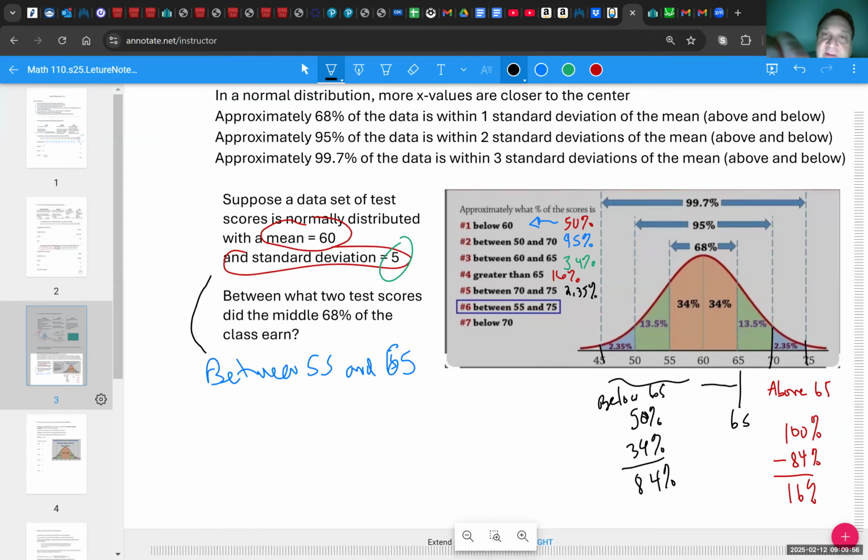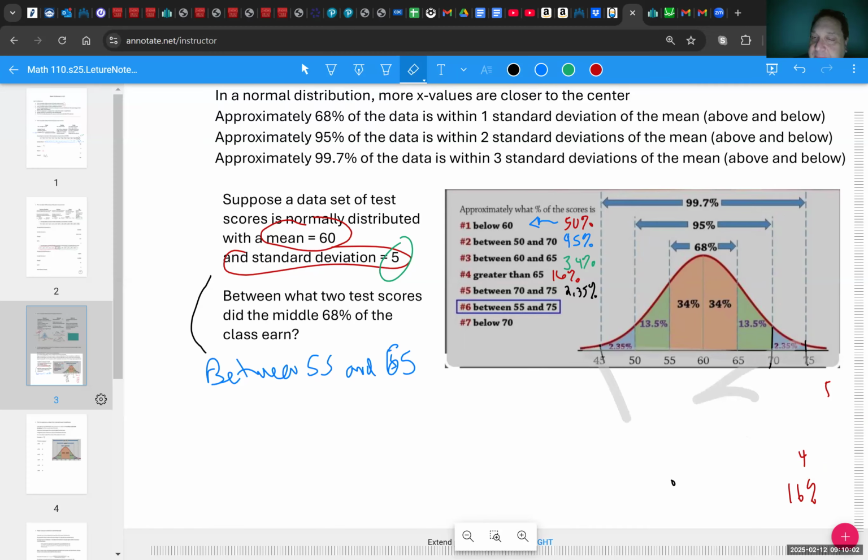All right, I'm going to erase some of this stuff just because it's kind of in the way. The next question is between 55 and 75. So between 55 and 75, again, that's not quite 3 standard deviations. So you can do the 3 standard deviations and subtract off a couple of values.